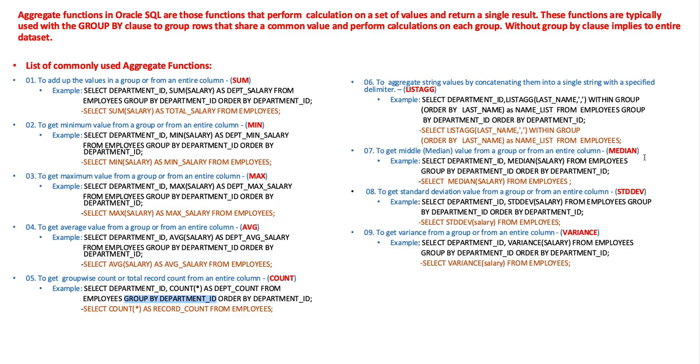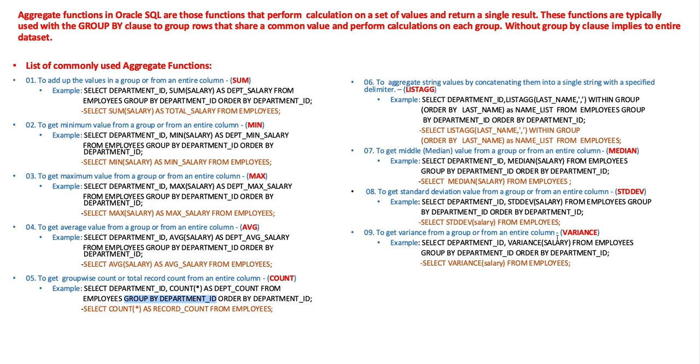Seventh one is MEDIAN. That means to get the middle or median value from a group or from the entire column, we use the MEDIAN function. Eighth one is standard deviation. To get the standard deviation from a group or from an entire column, we use the STDDEV function. We have two examples. The first one represents a GROUP BY clause, the second one without a GROUP BY clause.